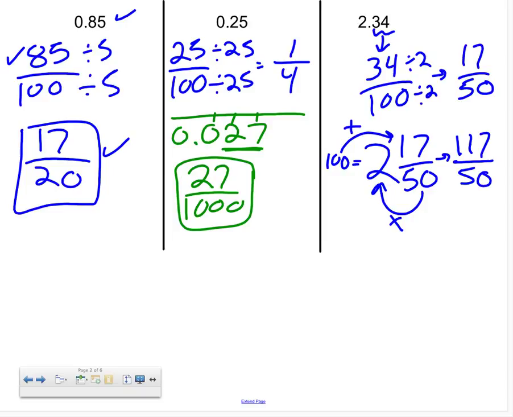So again, it all boils down to figure out what number is behind the decimal, then put that number on top, then figure out what power of 10 is going to go on bottom, and put that on bottom, and then reduce if you need to.